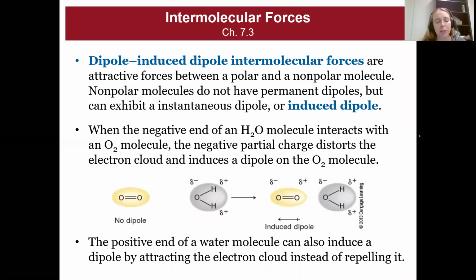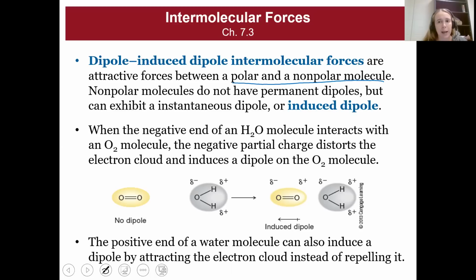All right, so far we've talked about ionic bonding in chapter 5. We've talked about ion dipole intermolecular forces. We talked about dipole-dipole intermolecular forces, including hydrogen bonds. Now what? Now we're going to talk about dipole-induced dipole intermolecular forces. These are attractive forces between a polar and a nonpolar molecule. So one of them's polar, the other one's not. It's not an ion either. It's just a polar molecule and a boring nonpolar covalent molecule.